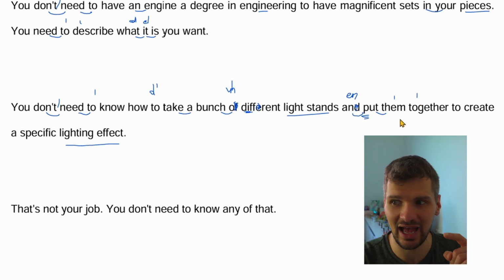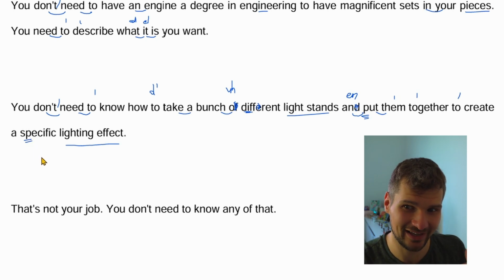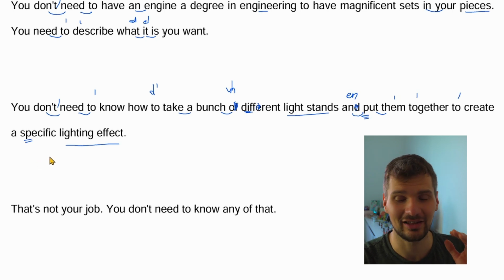together to create a specific. P is aspirated sound again. Sorry, I'm so annoying, but yes, you have to breathe out. Specific lighting effect. Okay, let's try the whole sentence together.